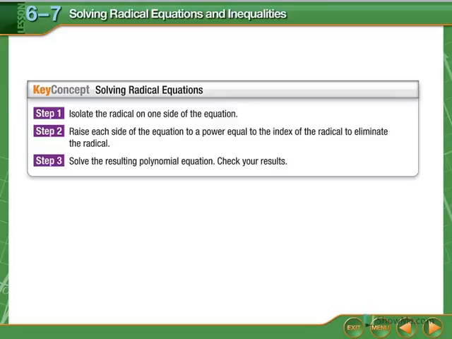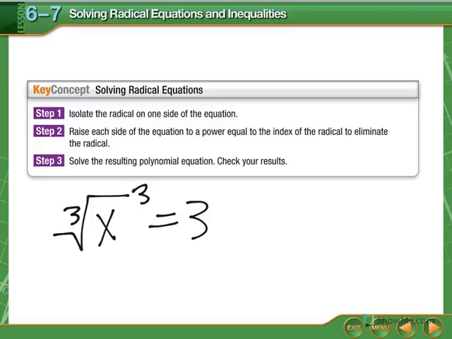For step 1, we're going to isolate the radical on one side of the equation. Then we're going to raise each side of the equation to the power equal to the index of the radical to eliminate the radical. So basically, if I have a cube root on one side and just a number on the other side, I'm going to cube this side and also cube this side because my index, which is right here, is a 3. Then we're going to solve the resulting polynomial equation and check our results.